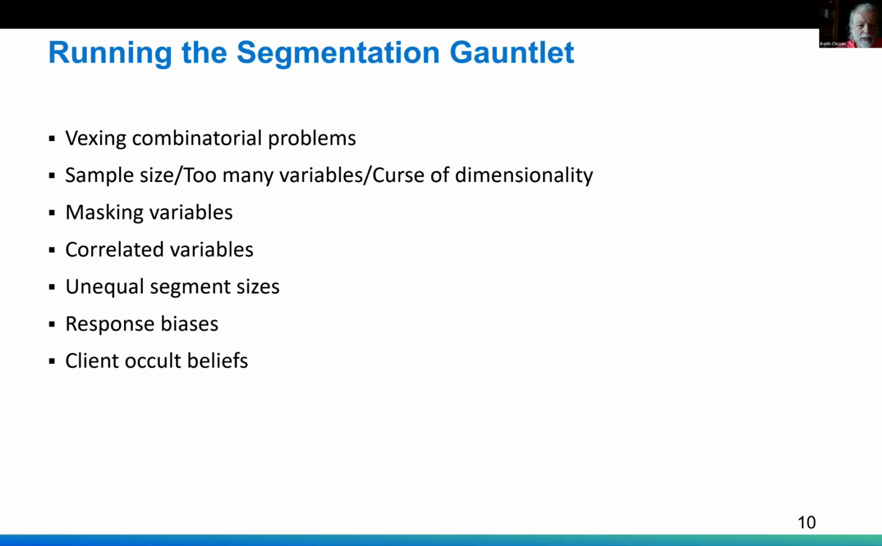Having unequal segment sizes can be a problem, but there's a little bit of a way to address that, which we'll talk about. Response biases can cause some real difficulties in attitudinal segmentations. And then there are some client occult beliefs, I think, that we have to try to move our clients away from, because they lead us in bad directions.